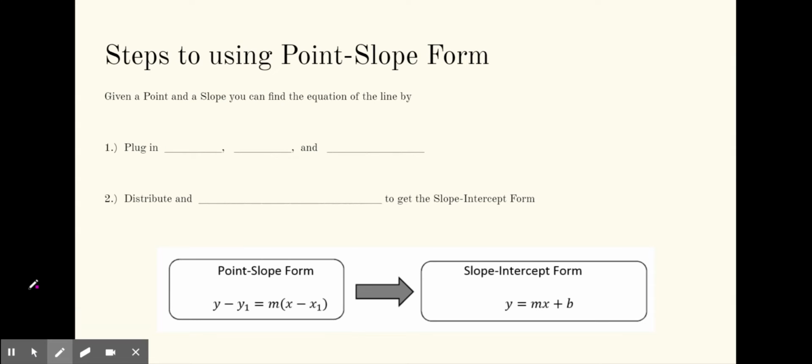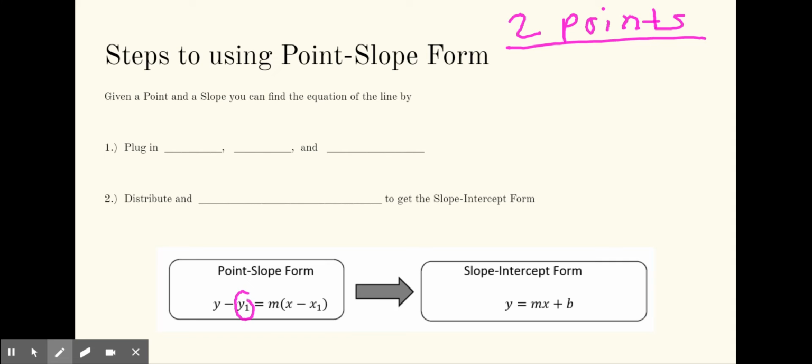However, sometimes they'll just give you a point and a slope, or they'll give you 2 points. Today we're going to be focusing on how to solve these problems when they give you 2 points. Video number 1 over point-slope form addresses how to solve this given a point and a slope. It's still around the same method.